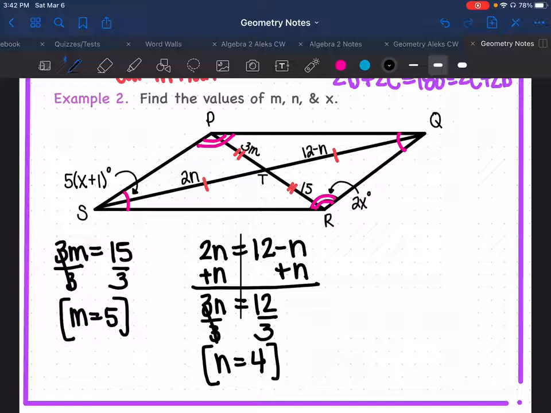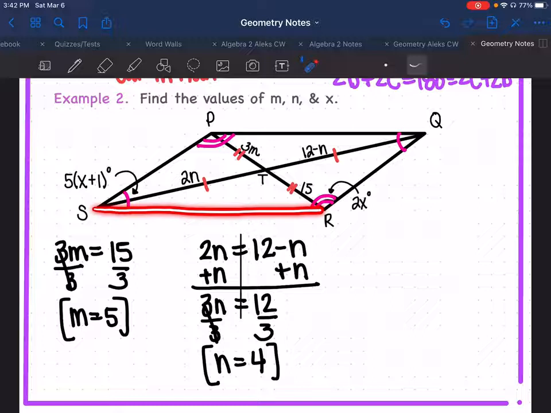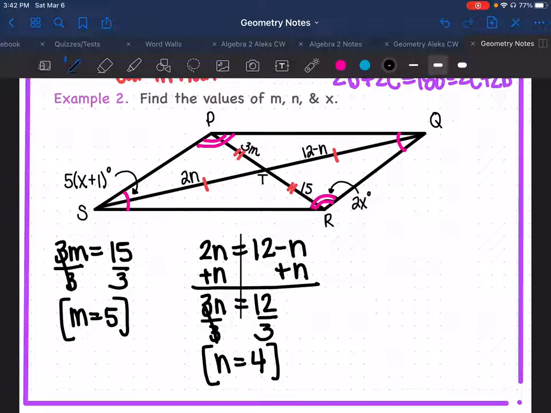Now, I left X for last, partially because that's the order they had here, and partially because I wasn't quite sure what to do. But then I remembered that when I looked through my properties, it said consecutive angles are supplementary, which means because these two angles form a straight line together, they add up to 180 degrees.